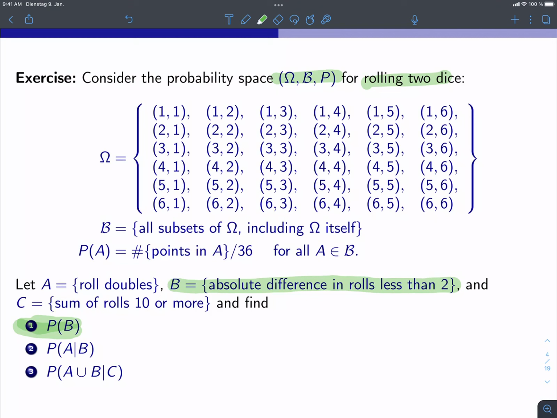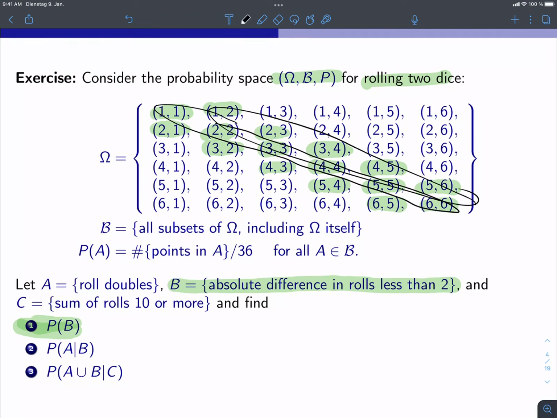So that would be like all of these ones satisfy it because they're no different. These are different by only 1. These are different by only 1. But all the others are different by 2 or more. So now we just need to count how many there are. So there's 6 there, 5 there, and 5 there. So 16. So this is like 16 over 36.